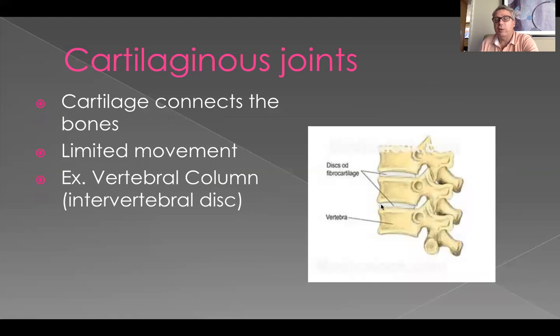Cartilaginous joints are within the vertebrae. They have limited movement, mostly rotation and bending. You can see we have this fibrocartilage between each of the joints, and that allows for cushioning and movement of the joints. So those are the two: fibrous and cartilaginous.